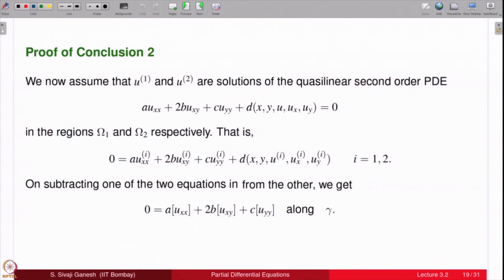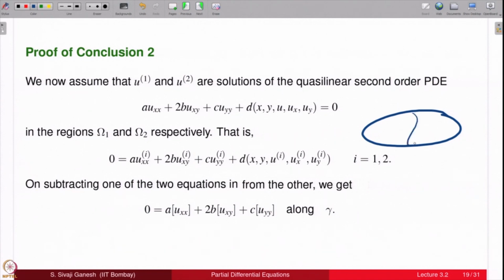Now, we have two equations, we have to subtract one from the other, and we have assumed that there are no jumps in u, ux and uy. Therefore, the coefficients a, b, c, d, they all are functions of x, y, u, ux, uy, and there is no jump in them. So, this a will come out to be a. So, you only pick up the jump in uxx. So, 2b will remain as it is, because it is a continuous function and it is the same in both.